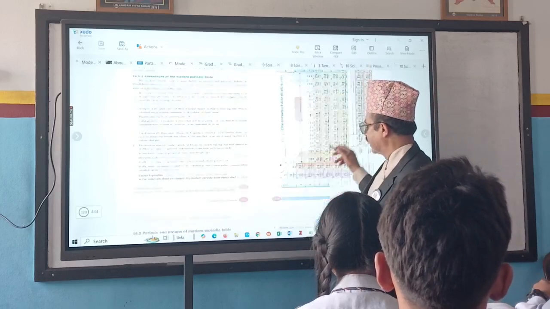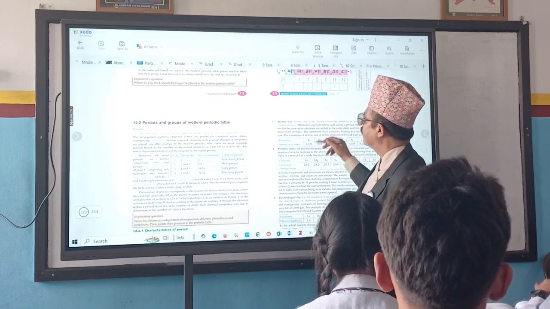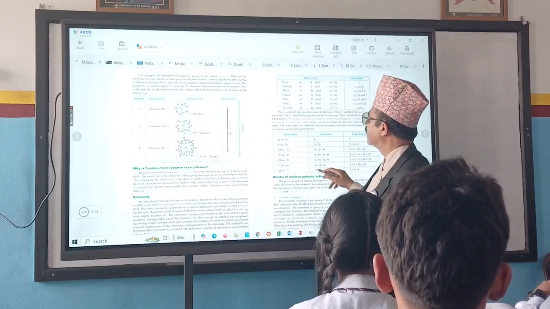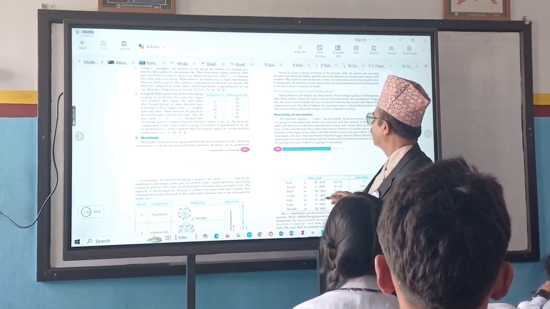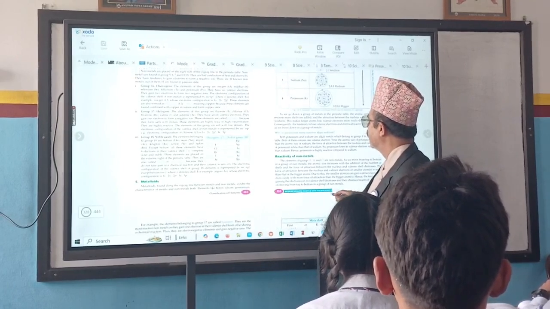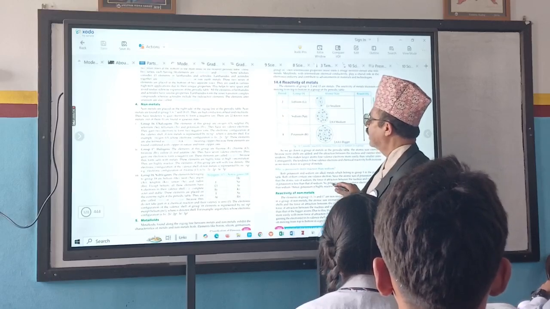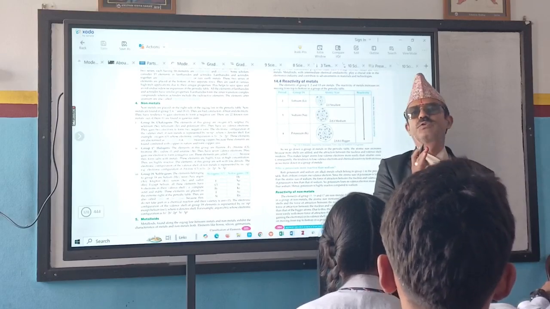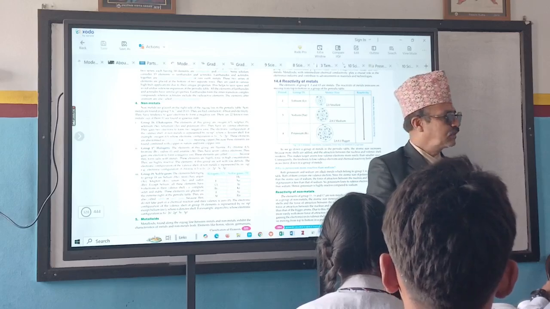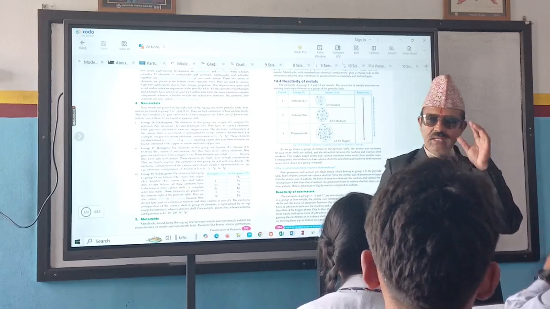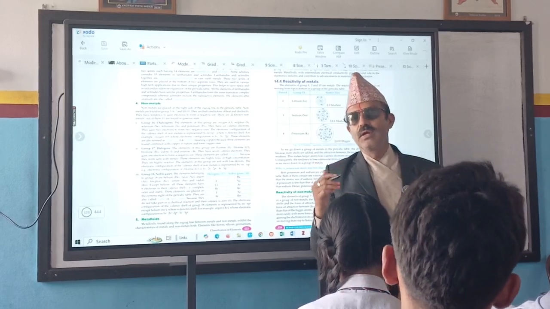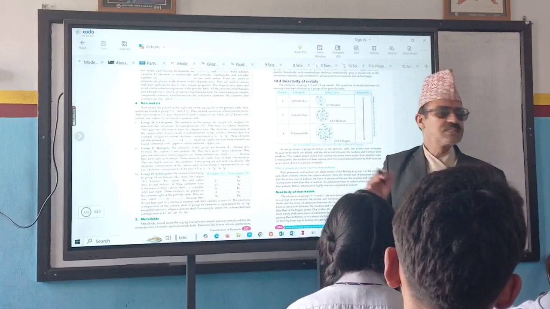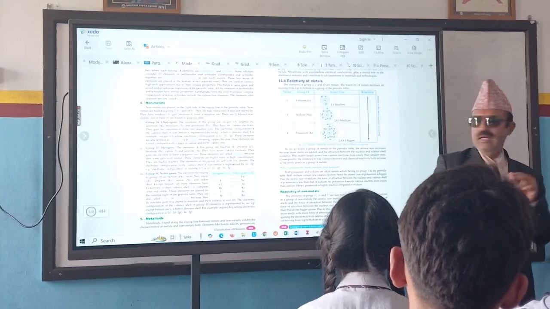Now, the next topic was reactivity of elements: reactivity of metals and reactivity of non-metals. Okay. Next, metalloids were discussed or not? Metalloids means those elements which possess the characteristics of both metals and non-metals. They are found in groups 4A, 5A and 6A, in a zigzag way.